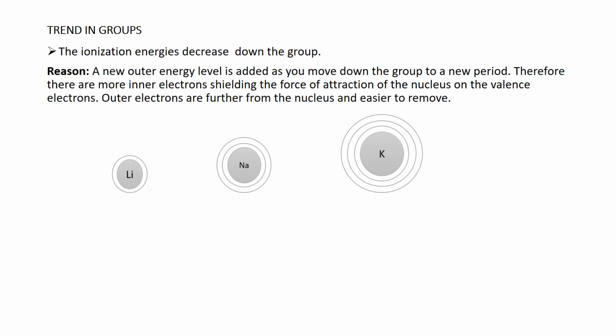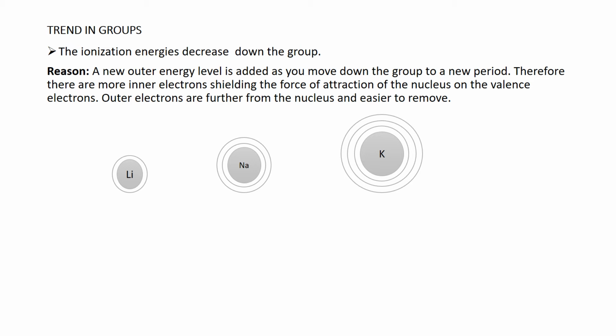Trends in groups. As we move down a group, the ionization energy decreases. So as you move from the top of the group to the bottom of the group, you get a decrease in ionization energy. Why is that? It is because as you move from the top to the bottom of the group, you add a new outer energy level each time. You add a new energy level as you move down.